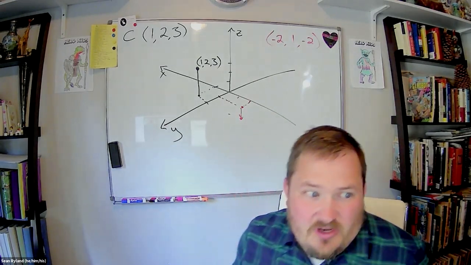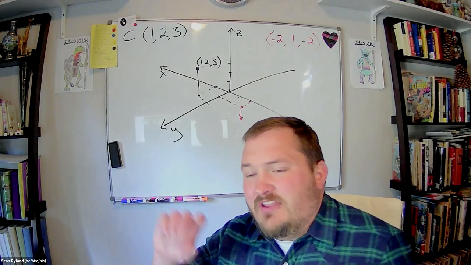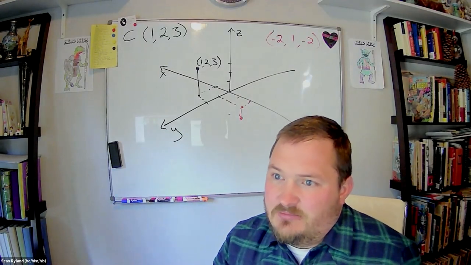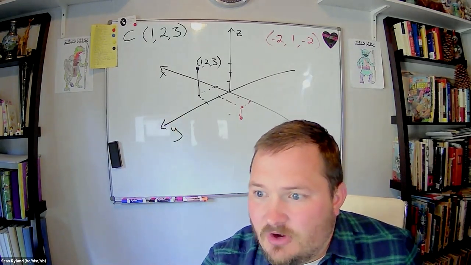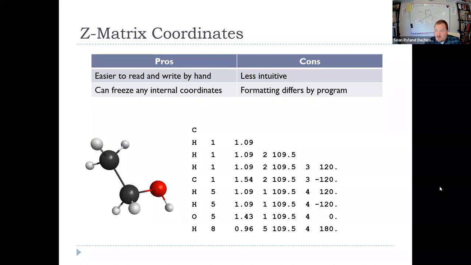And Z-matrix coordinates define everything relative to other atoms. Instead of having some arbitrary XYZ grid where everything is relative to the origin, Z-matrix coordinates are all relative to whatever the first atom is. You just say, okay, my first atom is a carbon. Boom. And then your next line is going to be telling you where a hydrogen is relative to the carbon.